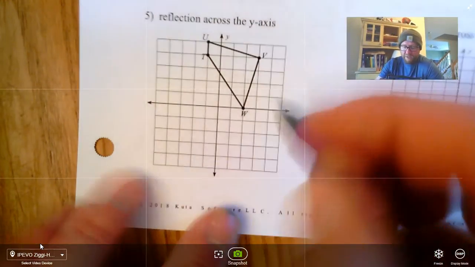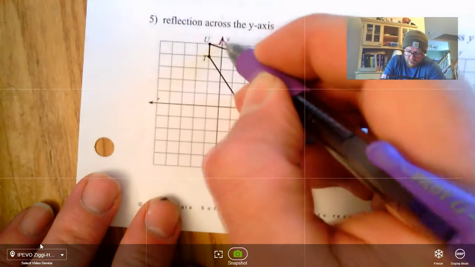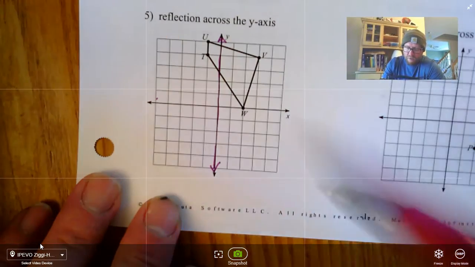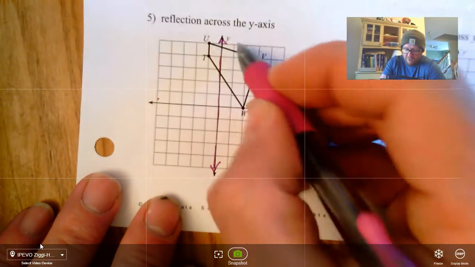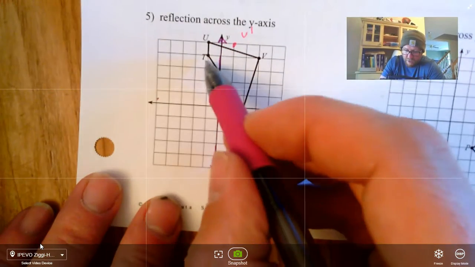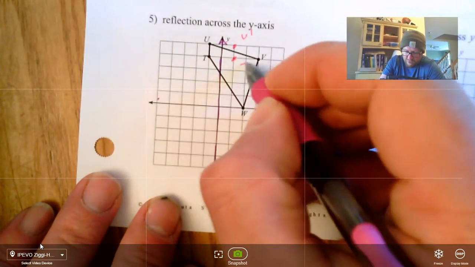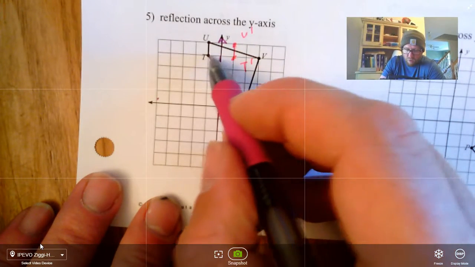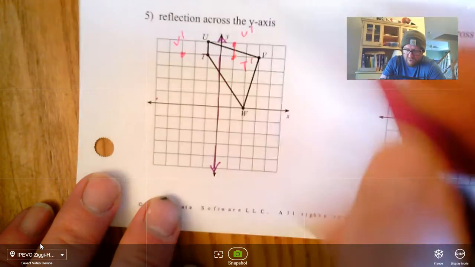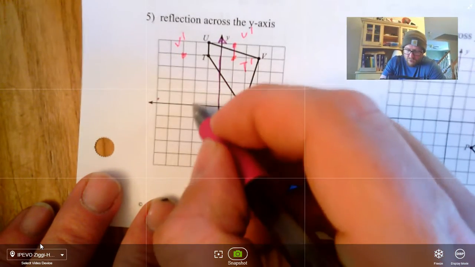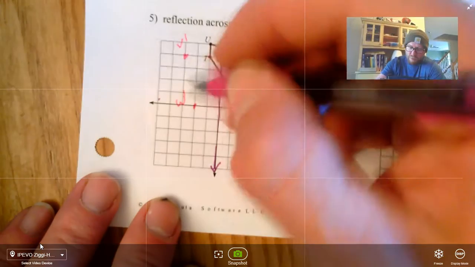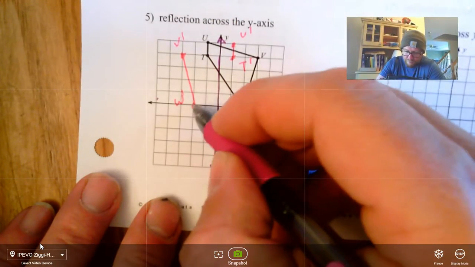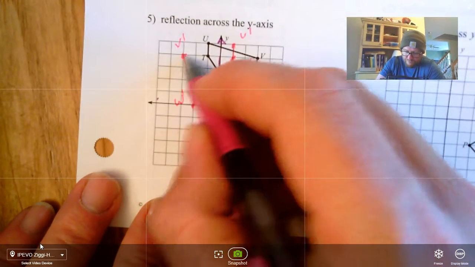Reflection across the y-axis. First I'm going to draw in my line of reflection right here. So let's see, U is 1 space from the line of reflection, so U prime over here. T is also 1 space, so T prime goes over here. V is 3, so 3 in the other direction for V prime. And W is 2, so 2 on the other side for W prime, and then we just go ahead and connect them, like so.